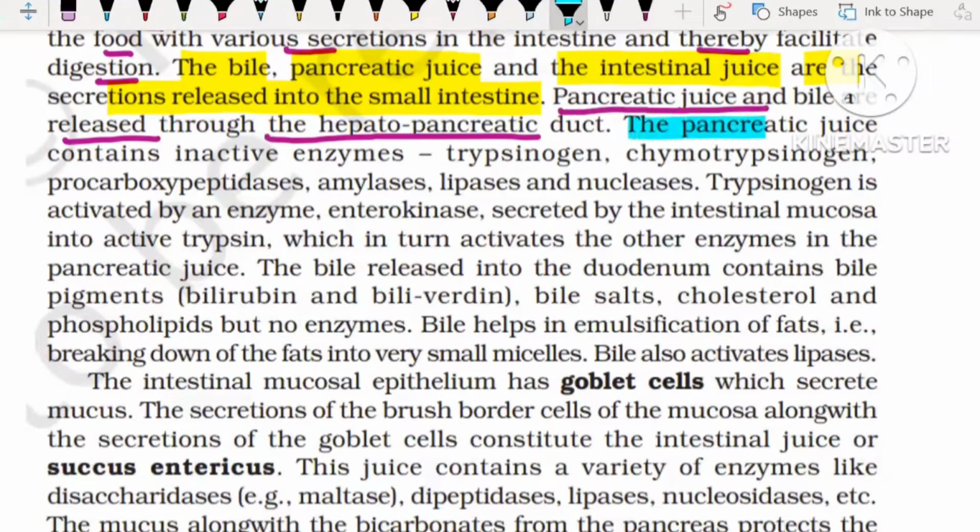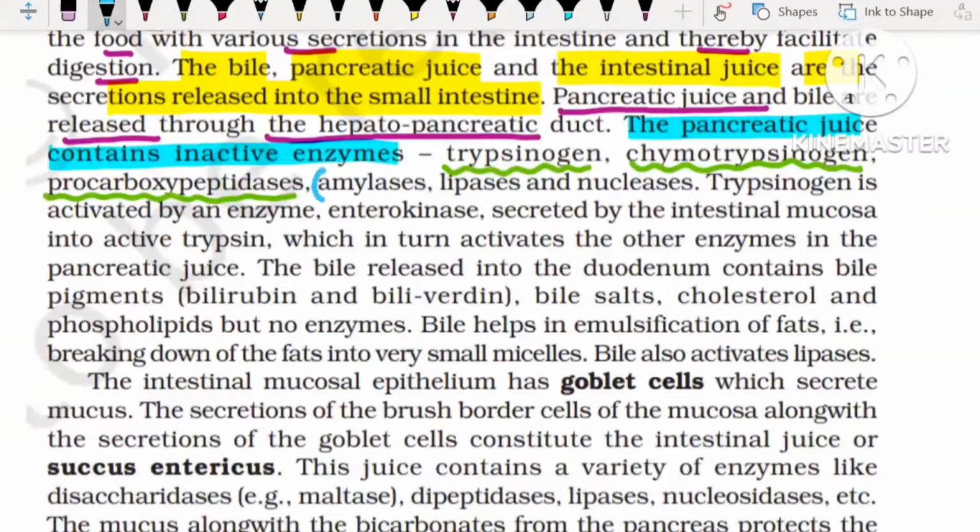So you can see pancreatic juice will contain inactive enzyme. Which inactive enzyme? It is containing trypsinogen, chymotrypsinogen, and procarboxypeptidase. These three are which one, beta? These are proteolytic enzyme. Clear, beta?